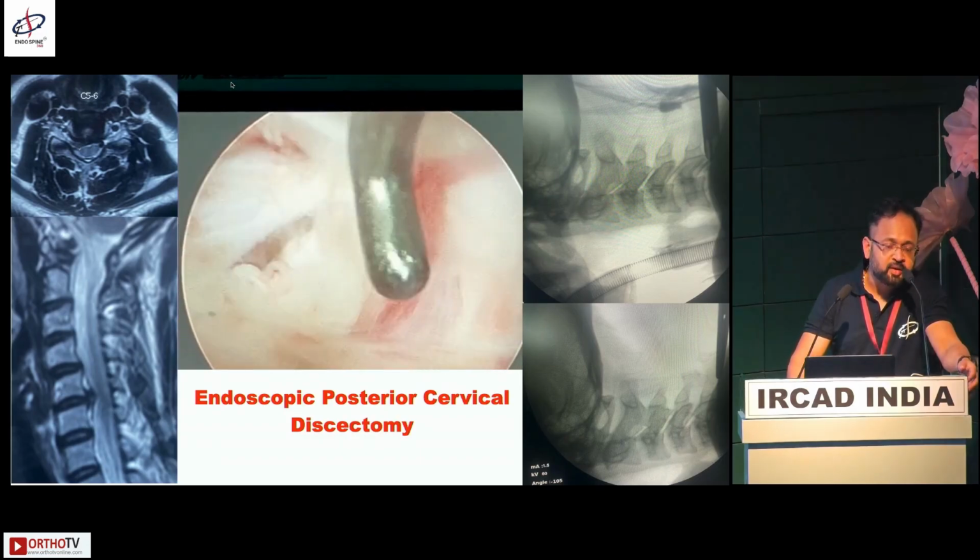This is a direct visualization of the foramen, direct visualization of the sensory, and the dorsal carries the sensory and the ventral carries the motor aspect. That's the reason why in ACDF surgery patients still have sensory dysesthesias, but in posterior surgeries, once you decompress the dorsal and ventral aspect of the nerve root, the patient will have good functional outcomes.